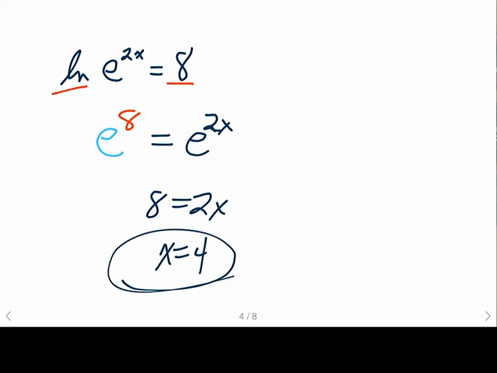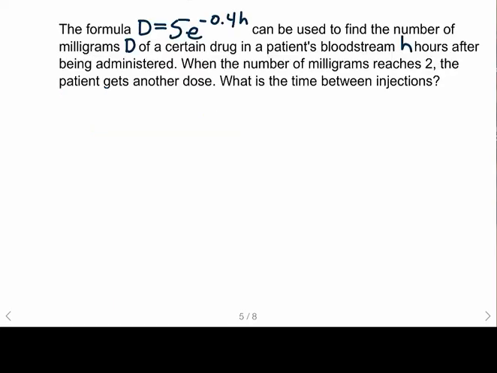Beautiful. Now we're going to turn our attention to some applications. The formula d equals 5e to the negative 0.4h can be used to find the number of milligrams d of a certain drug in a patient's bloodstream h hours after being administered. When the number of milligrams reaches 2, the patient gets another dose. What is the time between injections?